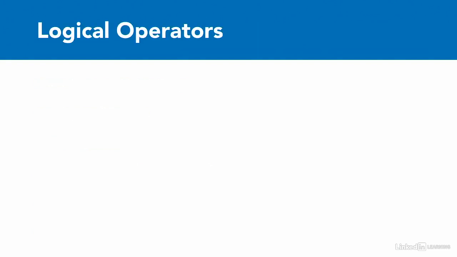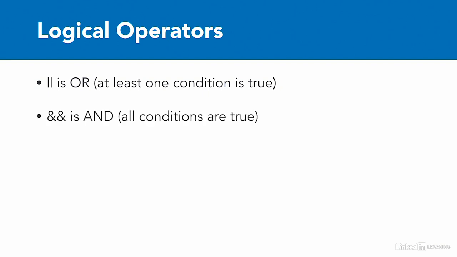And finally, we have the logical operators. So we have or, and, plus not. 2 vertical bars, or pipe symbols, if you use a lot of Unix or Linux, is or. That means at least one condition is true. Only if everything is false does or return a false or 0 value. 2 ampersands is and. That means all conditions are true. And as I mentioned before, the tilde is the not sign. So that means that the condition is not true.